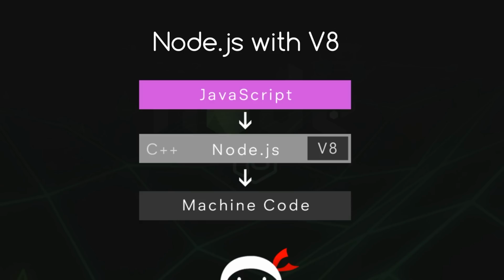So how does Node.js work with V8? Node.js is written in C++, right? And V8 is embedded into it right there. So when we write JavaScript and we run it through Node.js, it's passed into V8 and converted into machine code, which the computer can understand. Now, V8 is just a part of the Node.js C++ core, and there's other parts of Node.js written in C++ too. So what do they do?